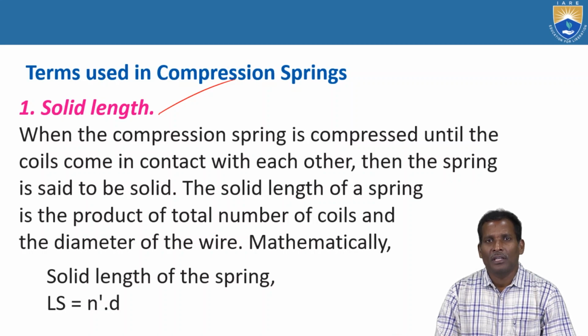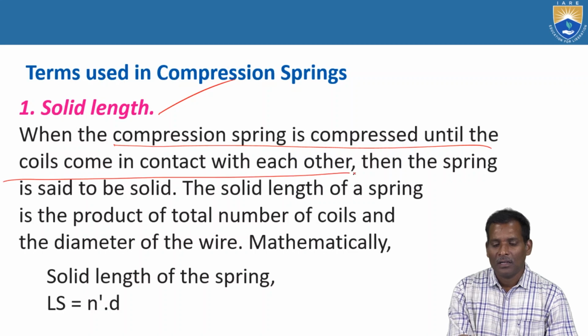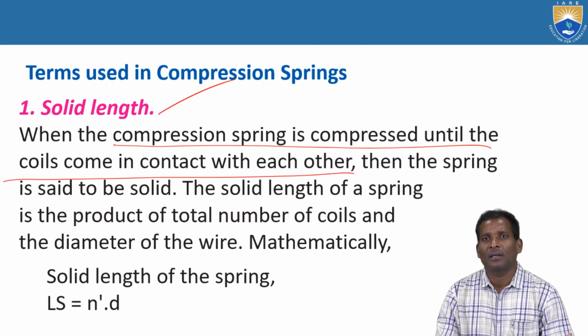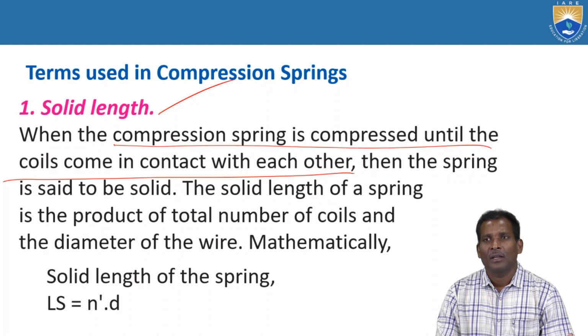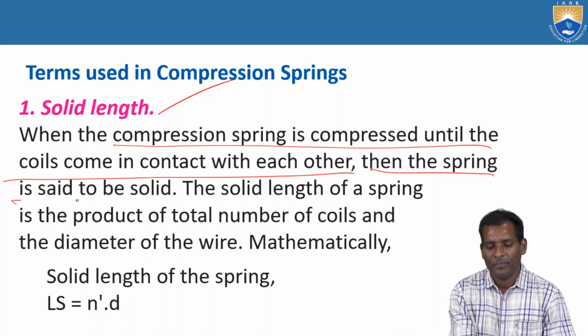So what do you mean by solid length? The solid length means when the compression spring is compressed until the coils come in contact with each other. So it is in a compressed state. When the spring is subjected to load, the spring is compressed, until all coils come together in contact with each other. Now measure the length. Then the spring is said to be solid.